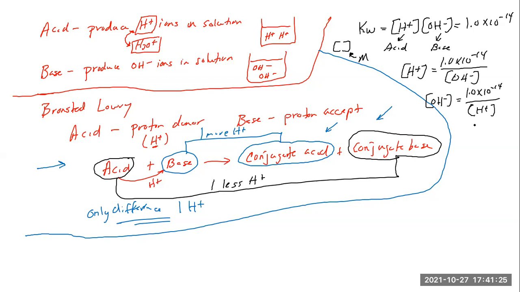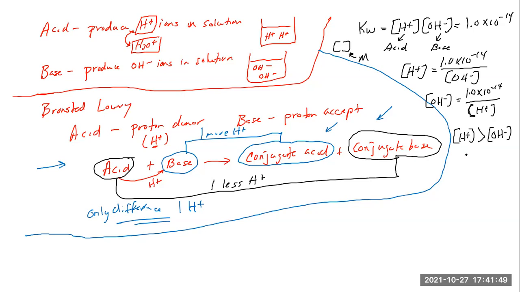And you could use those values to determine whether the solution is acidic, basic, or neutral by comparing the two. So if the H plus concentration is greater than the OH minus concentration, that means that the H plus, or the acid part, is larger than the base part.